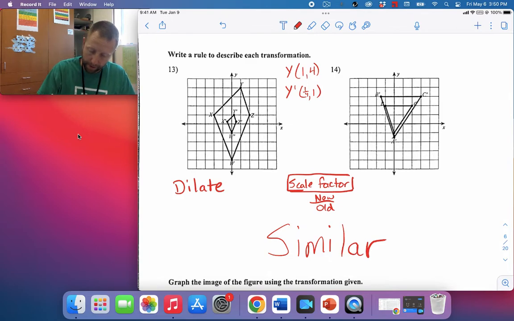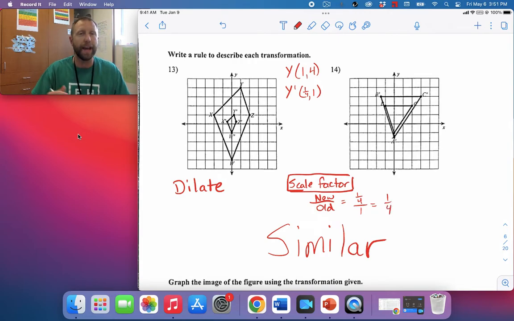Okay, so if I were to do that for these x values, that would look like what? That would look like 1/4 divided by 1. Well, what's anything divided by 1? Itself. My scale factor is just 1/4. And to prove that, we could do that for any of the other points. We could even check the y values for that point. I just did the x values, but I could have done the y values. The y values would give me 1 divided by 4. Look at that. Here's the new divided by the old. 1 divided by 4 gives me the same answer, right? And it will for any of the points.